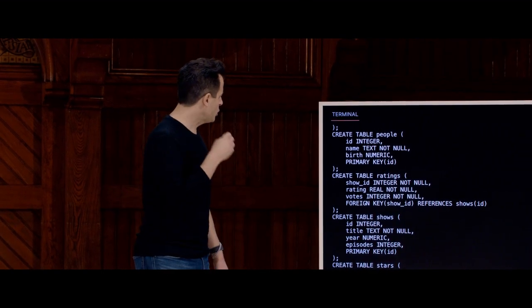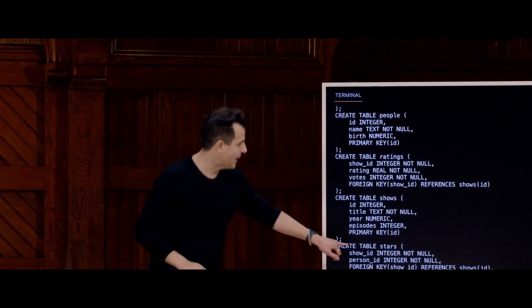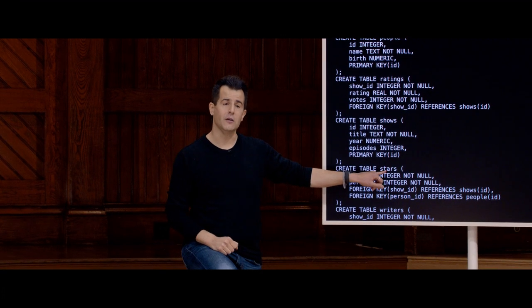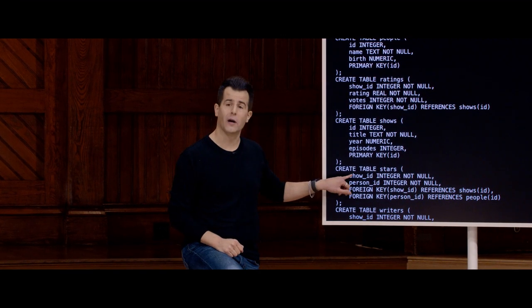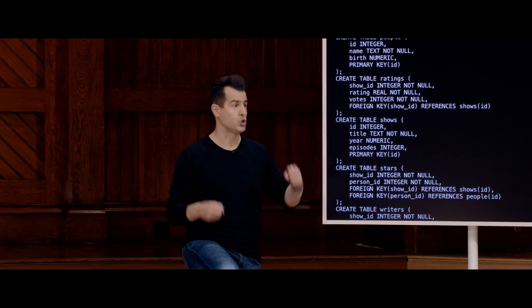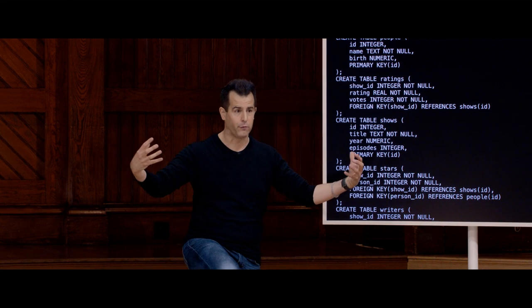Why? Well, we just looked at shows. We just looked at people. Let's focus now on this one down here, stars. How do you determine who stars in a TV show? Well, we had two columns, the show ID and the person ID. This is the incarnation of a many-to-many relationship. One person could be in many shows. One show could certainly have many people in it or writing for it.